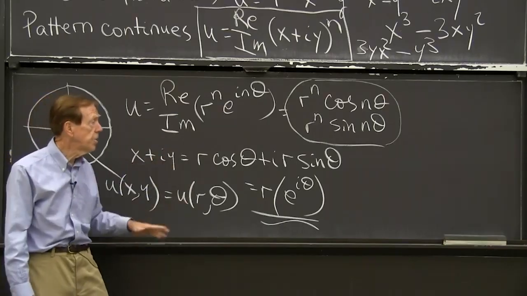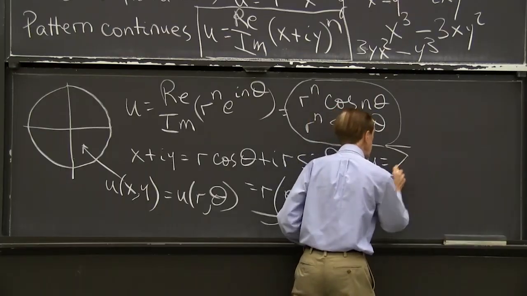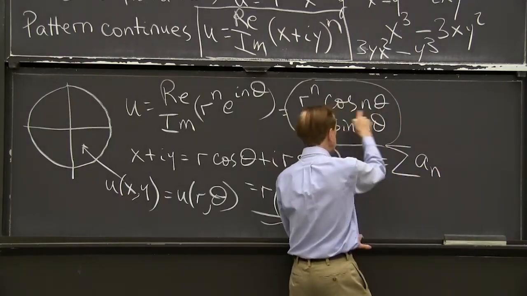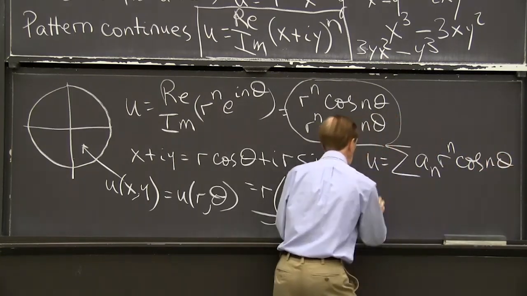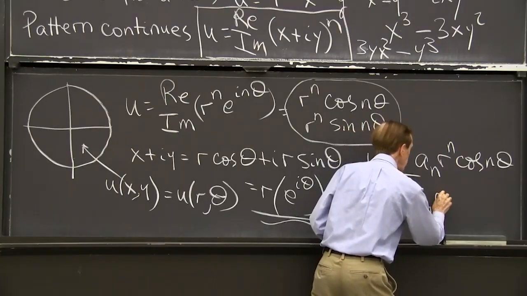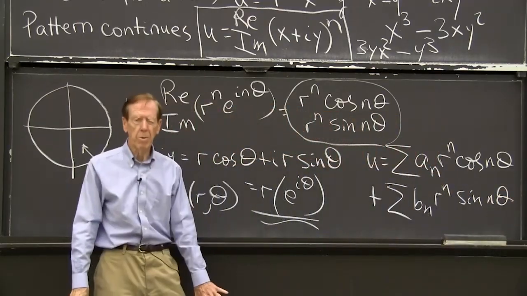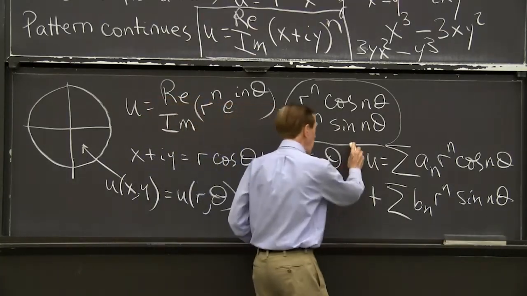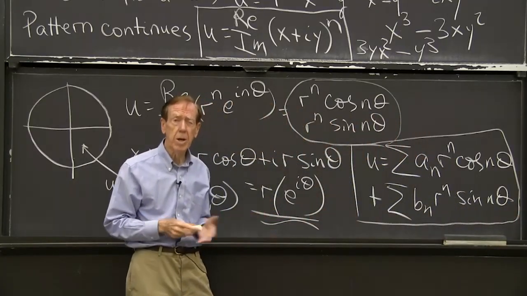And it's some combination of those. My final thing is going to be some combination of those, maybe with coefficients a sub n, I can use these, and I can use these. So maybe b sub n r to the nth sine n theta. You may wonder what I'm doing, but what I've achieved, it's done now, is to find the general solution of Laplace's equation.